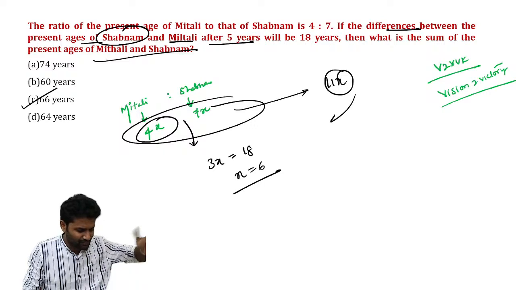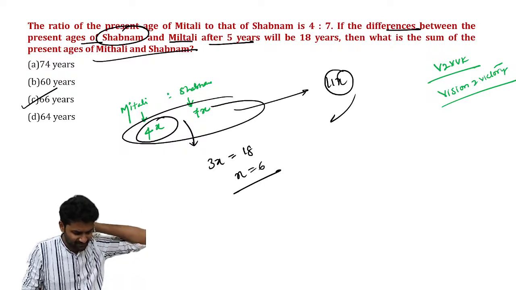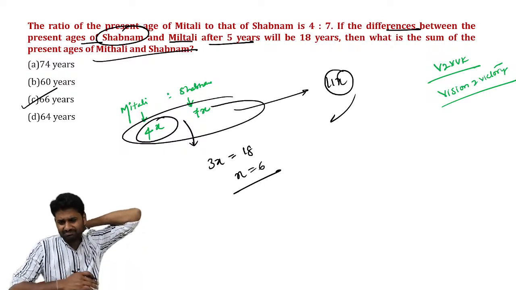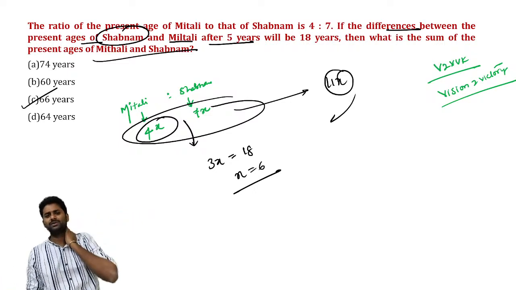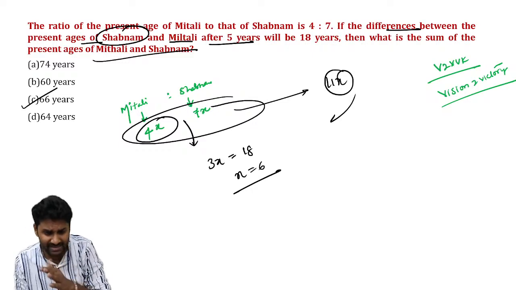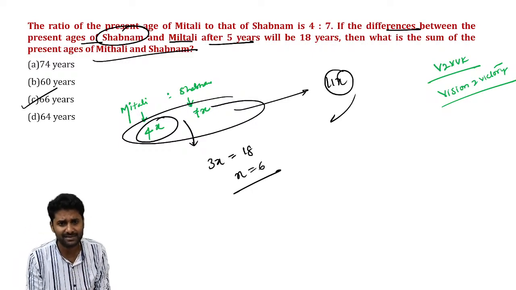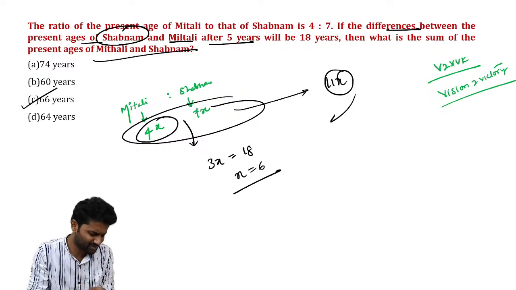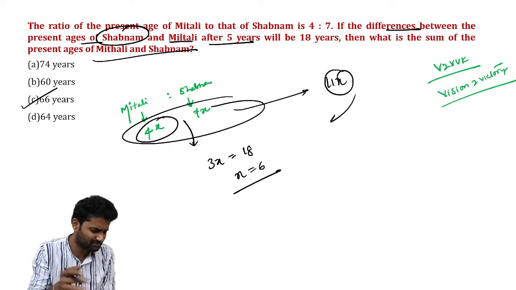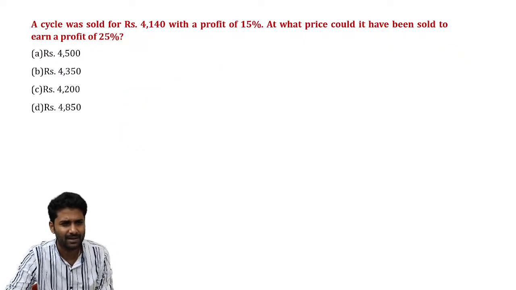In present or future, the difference is always the same, so don't go for the equation method. 4 and 7, the difference is 3 units. 3 becoming 18 is 6 times, and the sum value is 11. 11 into 6 is 66. No need for pen and paper. If you know the concept, you can get this answer directly.